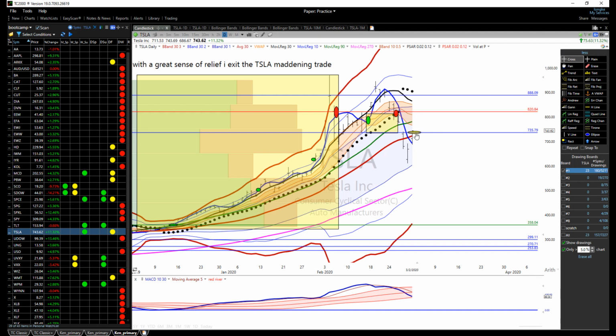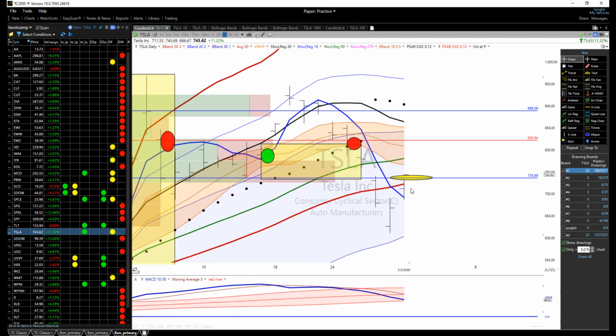Tesla is one that I bought SPCE, Virgin Galactic, instead, but I was really tempted to buy this one. And so if you bought that yellow entry there, I wouldn't be offended.